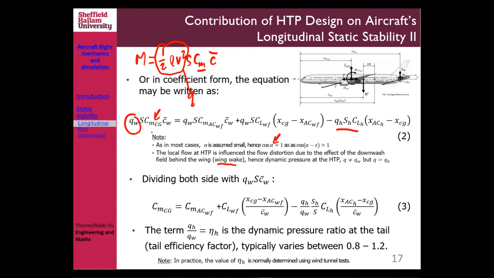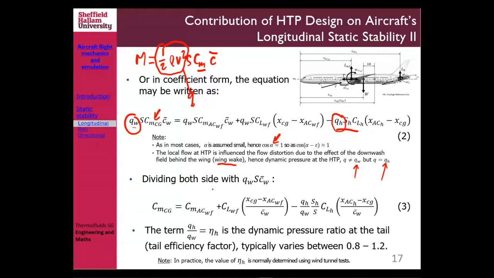So when we talk about dynamic pressure, we should say that the dynamic pressure on the wing is quite different from the dynamic pressure on your horizontal tail. That's why the dynamic pressure at the horizontal tail plane is not equal to the dynamic pressure of the wing, but is what we consider the dynamic pressure on the horizontal tail.